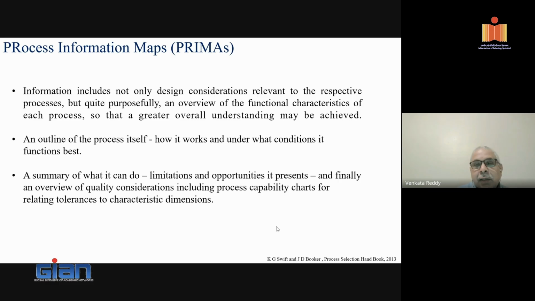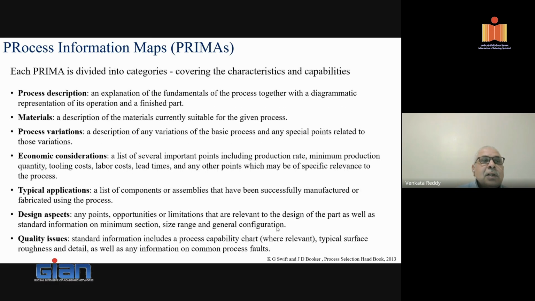Okay, what is present in these process information maps? Process descriptions, what materials it can process, variations, economic considerations, typical applications, design aspects based on what is being used. Basically, this is what we are already comfortable with. Design aspects, quality issues about the things, basically they try to cover.